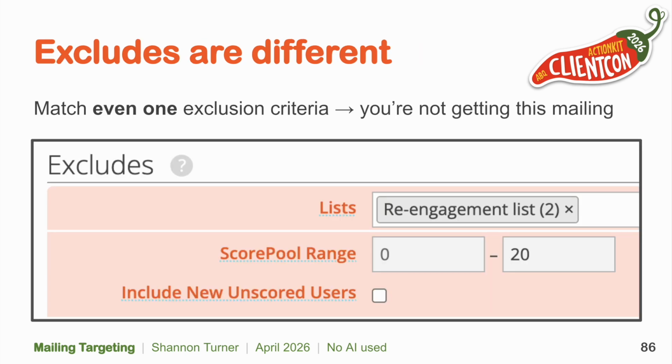Excludes, on the other hand, works very, very differently. If a user matches even a single one of your exclusion criteria, they will not get this mailing. So this mailing excludes anyone who is on the re-engagement list and anyone who has a score pool score of 20 or lower. In other words, imagine an or between each option in your excludes.